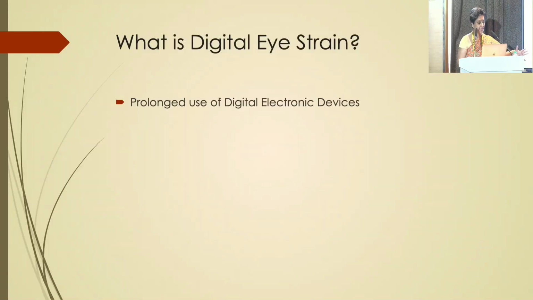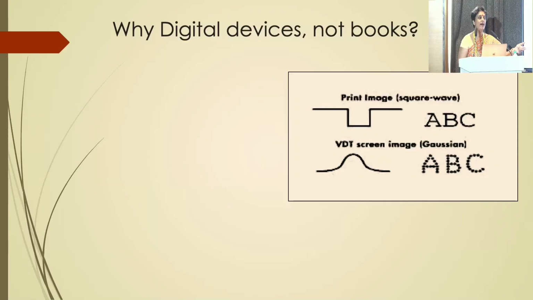So what is digital eye strain? It is a prolonged use of digital electronic devices. Now, why do we say digital devices? Why not a paper or a book? Because a paper or a book has a continuous print which is even, whereas the digital devices are pixelated. They are based on pixels which are square in shape. Every pixel has a sharper area in the center and a peripheral which is blurred. So the blurred area causes a greater stress on the focusing mechanism.